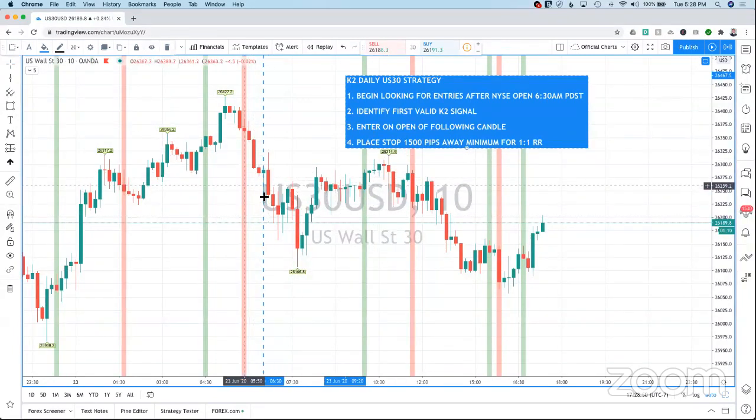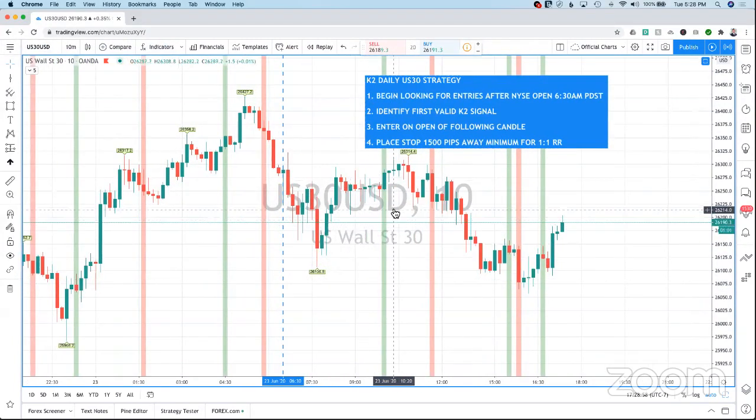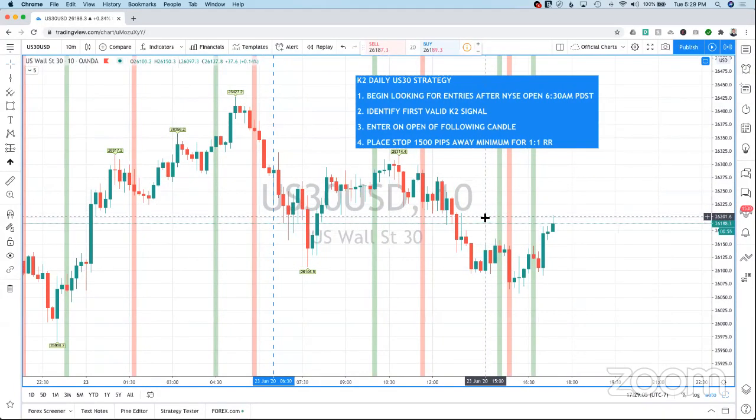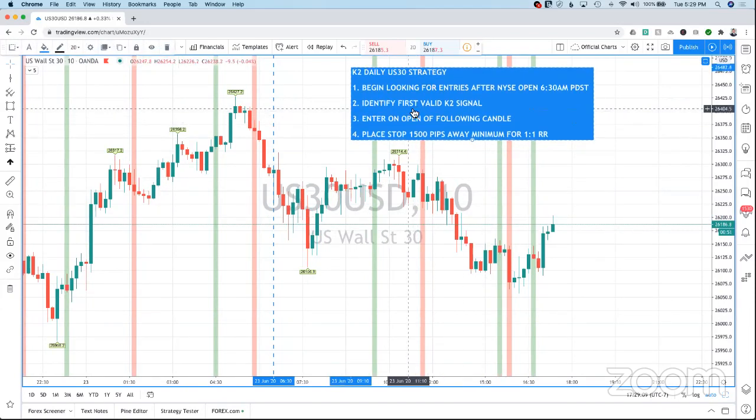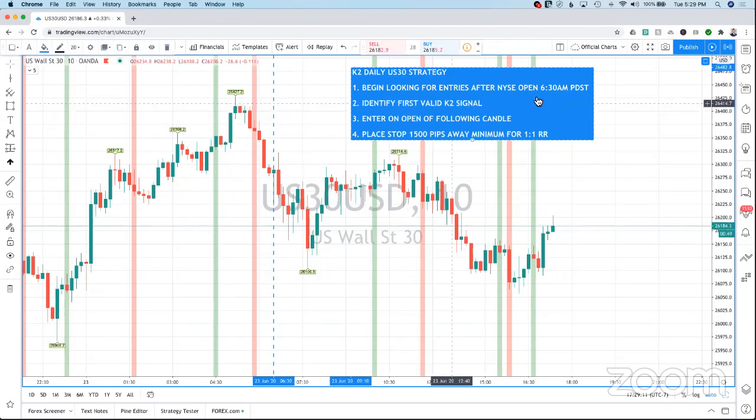And the reason why we wait for this to open is because during this time is when the highest volatility occurs in New York during US 30, because US 30 is based on the New York Stock Exchange. It's based on the top 30 stocks in the US. It's part of that index fund. So yeah, our first requirement: we begin looking for entries after the New York Stock Exchange opens at 6:30 a.m. So 6:30 a.m. is right here.